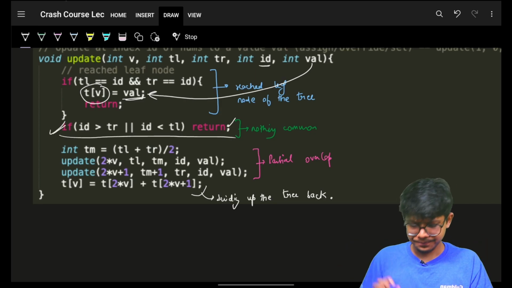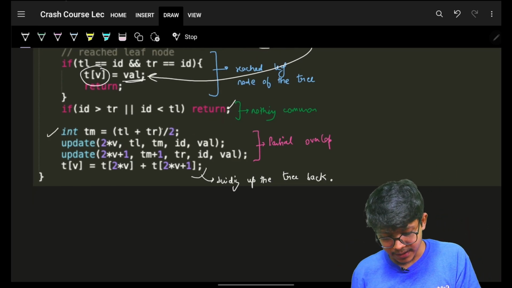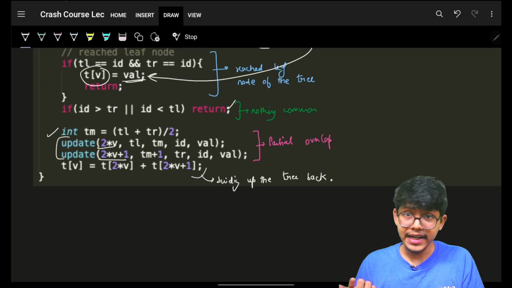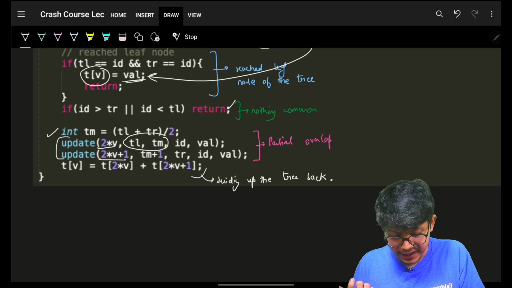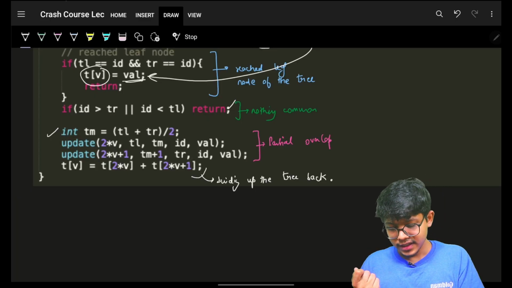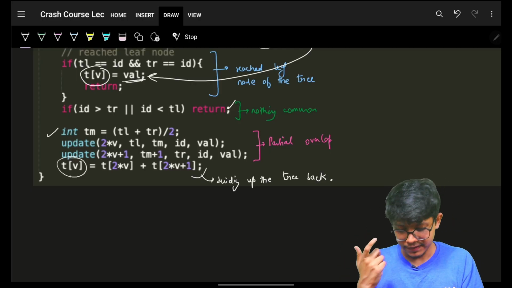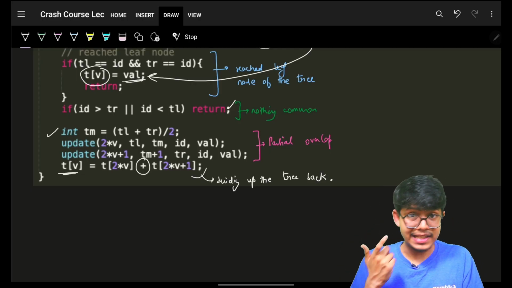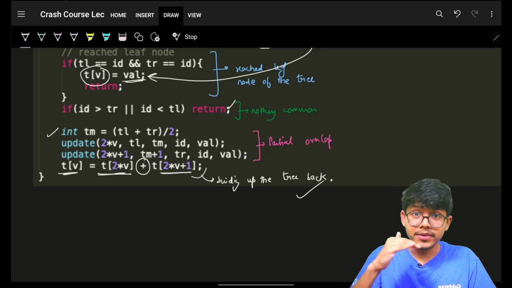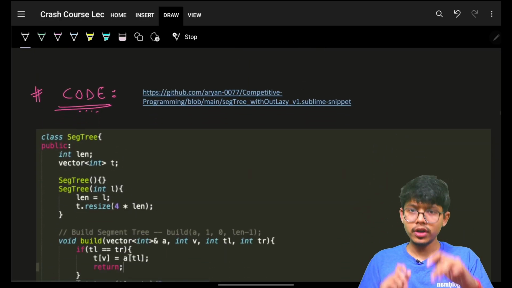If you have partial overlap, for sure, find the mid and do the same recursion on the left and the right with the updated TL, TM and TM plus 1, TR. And then when this is done, while coming up, find the value of your tree. I'm doing a range summation, so TV will be the left node and right node summation, thus building the tree back up. Again, complexity is O of log n. Let's see the code in one go.